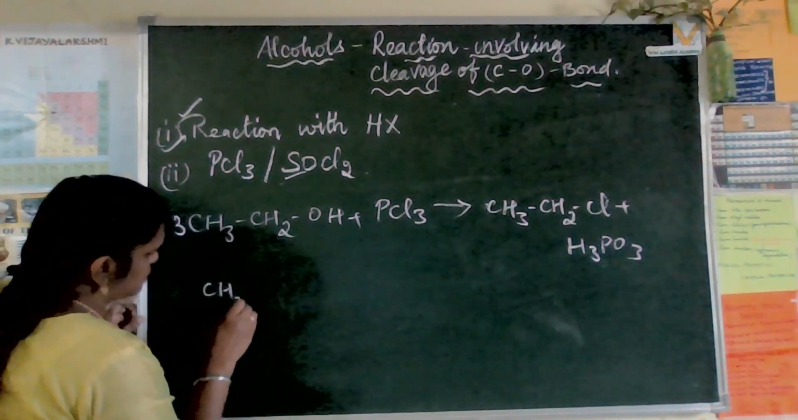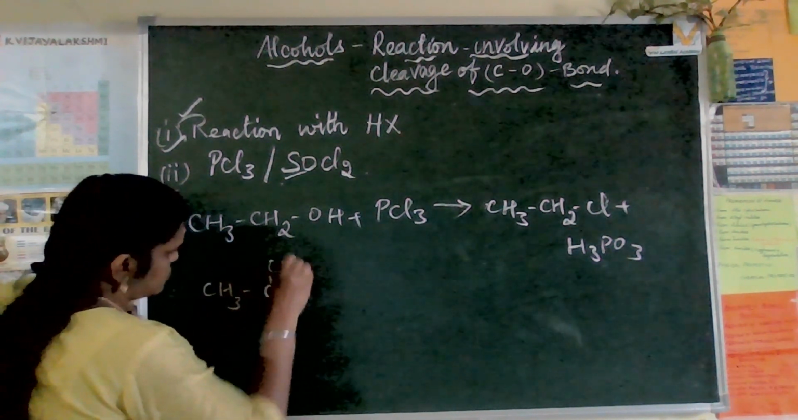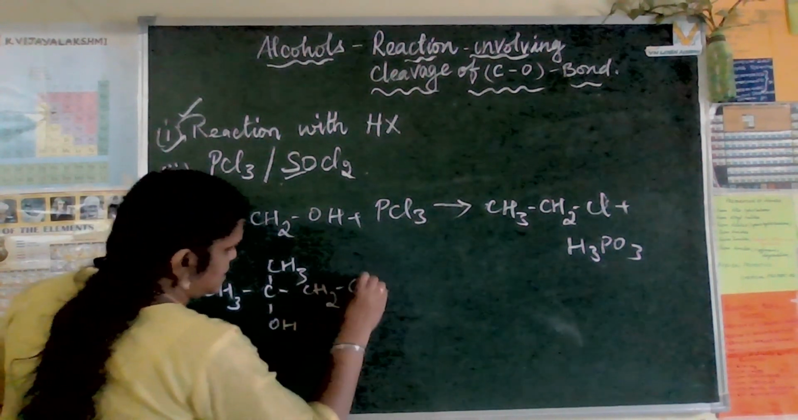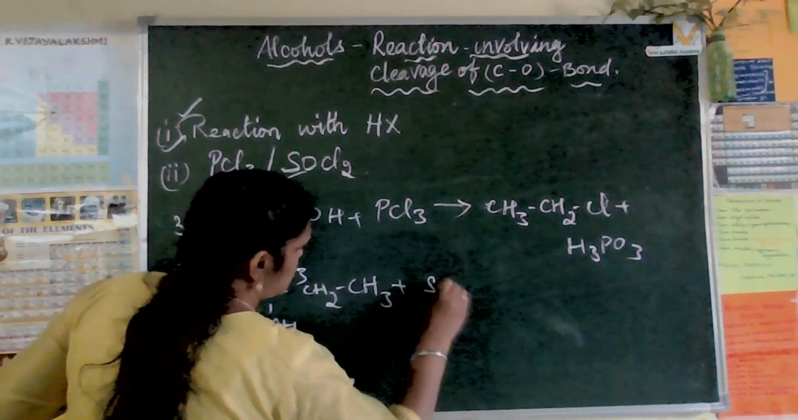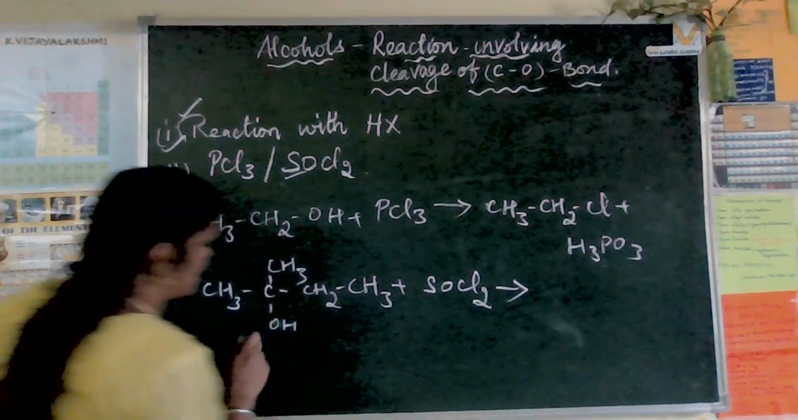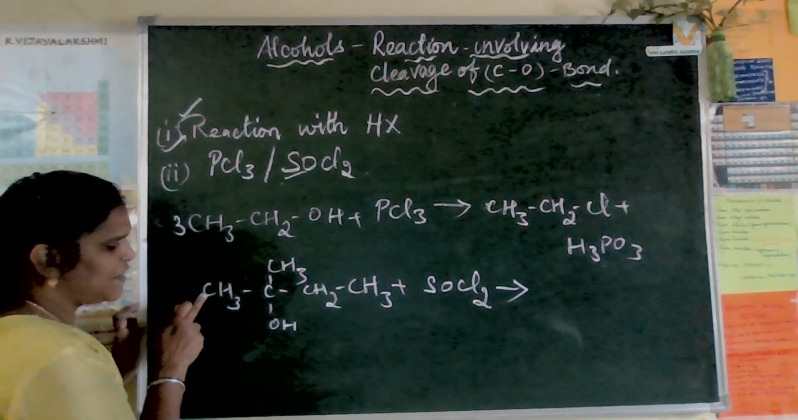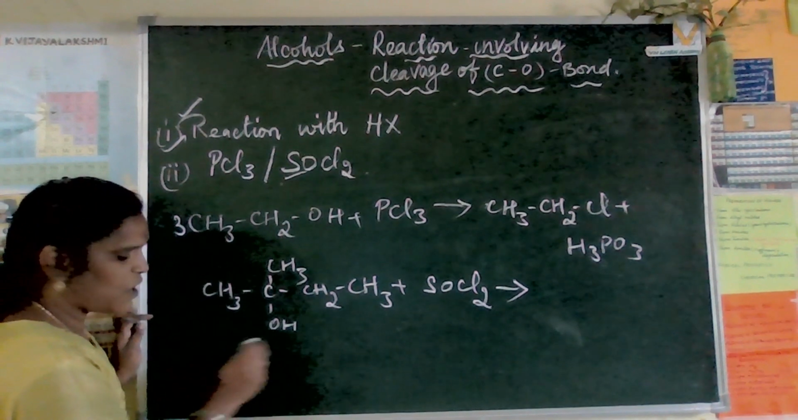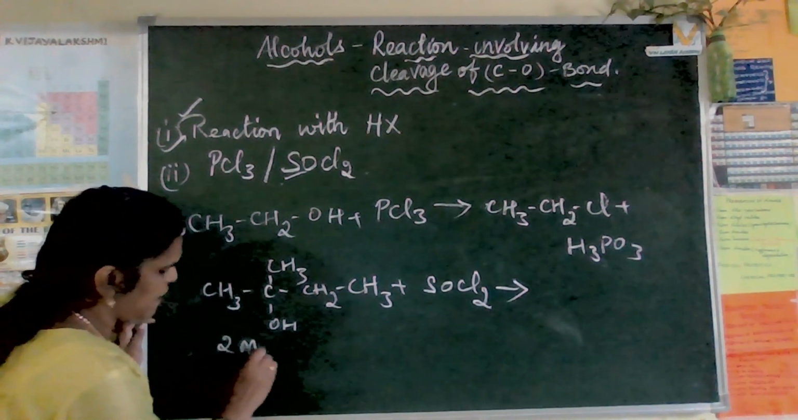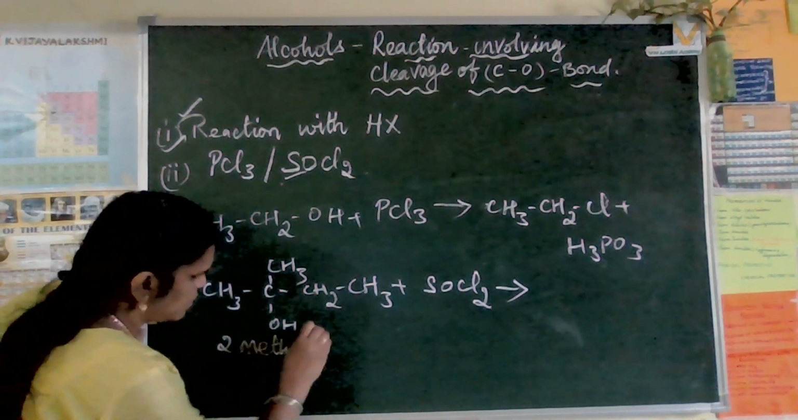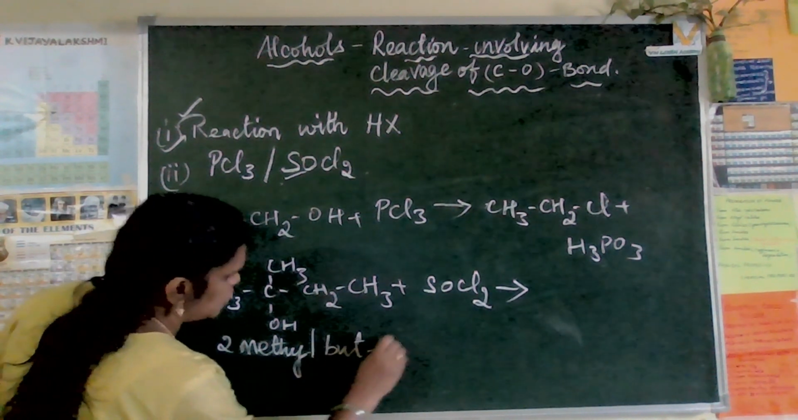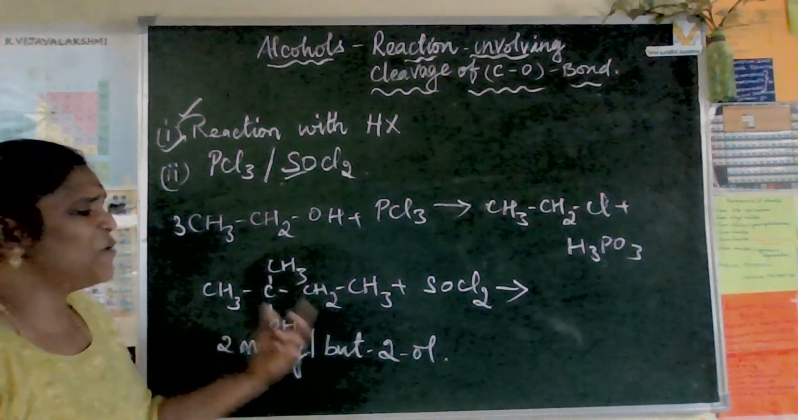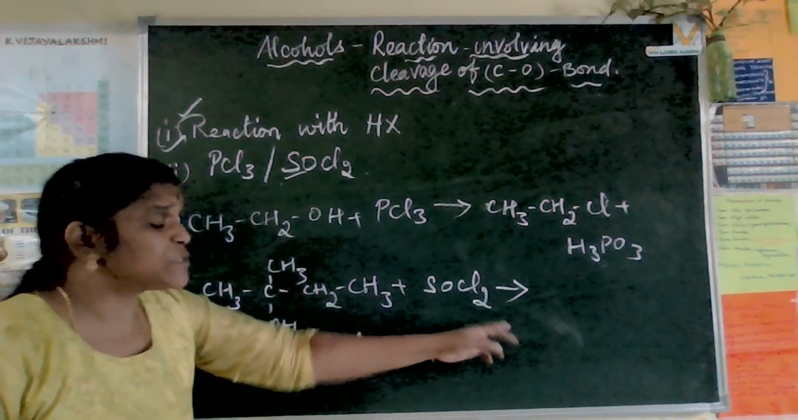We'll take CH3, here OH, here CH2, CH3, combined with SOCl2. By the way, what is the name of it? 2-methylbutan-2-ol. Can we write this as 2-methylbutan-2-ol? The 'ol' is because this is OH. Now what is the product? You will get the corresponding haloalkane.